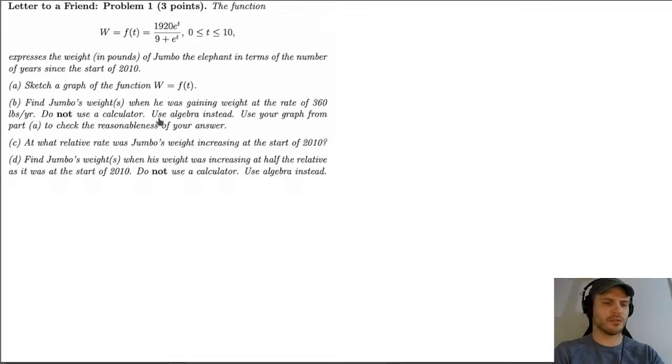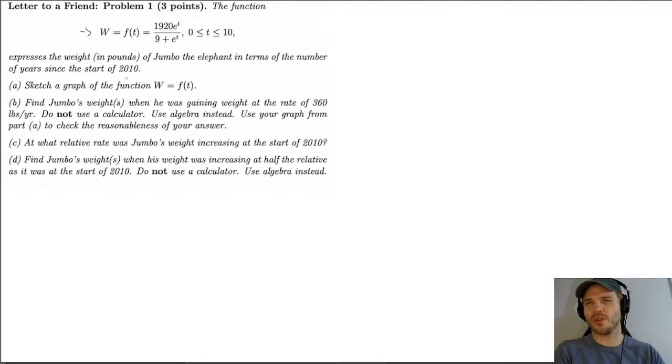So, letter to a friend, problem 1, 3 points. The function W expresses the weight in pounds of Jumbo the elephant in terms of the number of years since the start of 2010. So, t equals 0 is the beginning of 2010. Sketch a graph of the function W, which is equal to f of t there.